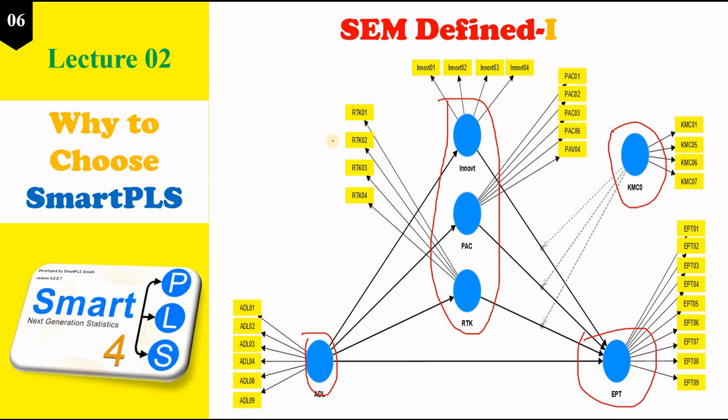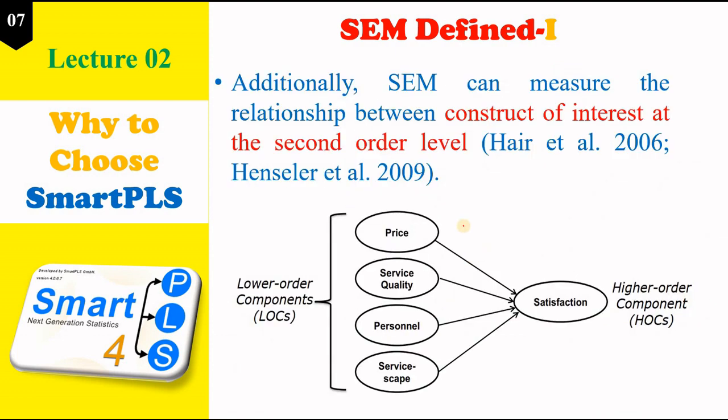And more than this one, later you can also check the impact of each indicator on its relevant variable. So now here you can check the impact of the RTK on its construct RTK. Next, another benefit of the same is that the construct of interest at the higher order level.